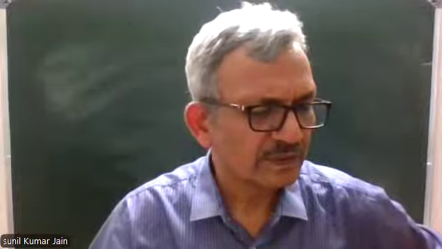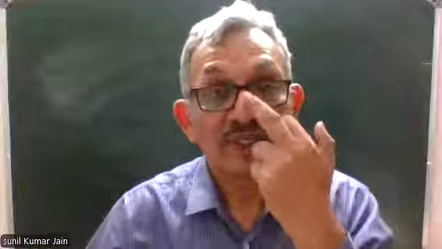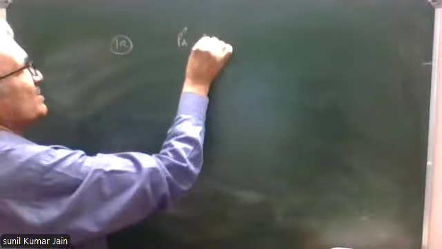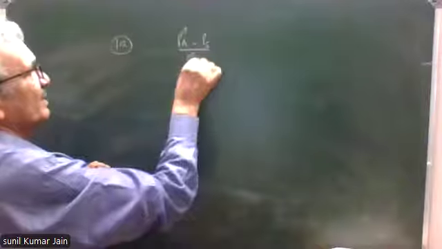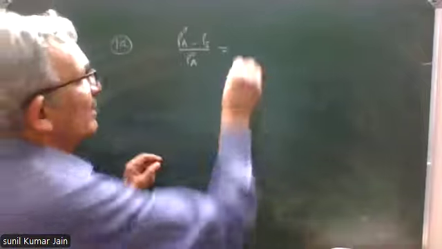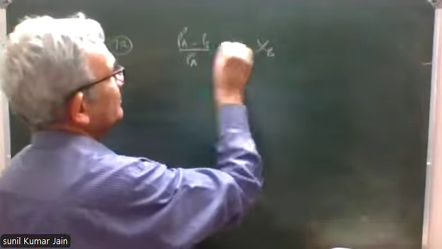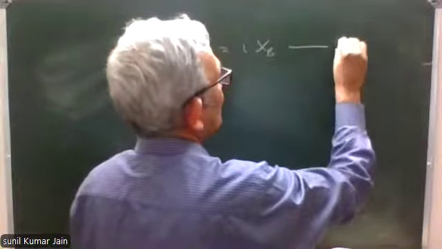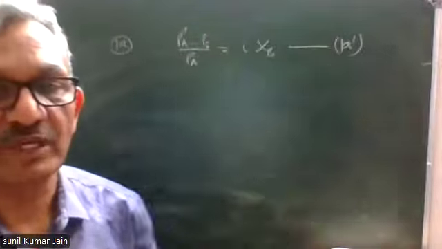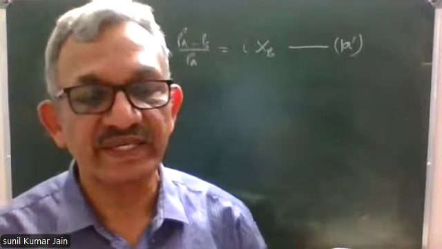For 1 solute, equation 1A becomes: P naught A minus PS divided by P naught A is equal to, earlier it was chi B, now it becomes i into chi B. This is modification of equation number 1A, therefore numbering is 1A dash.